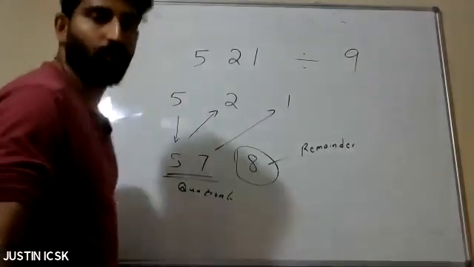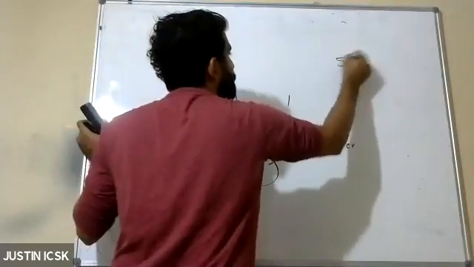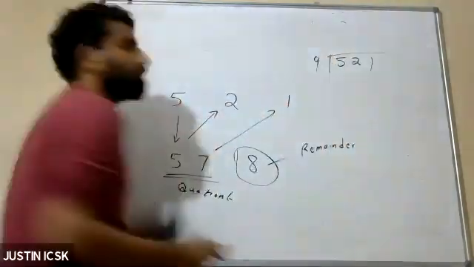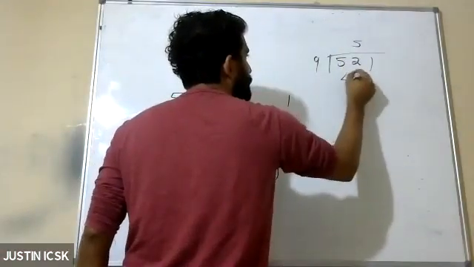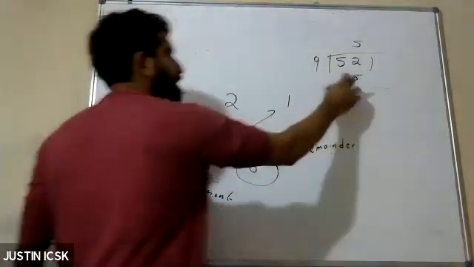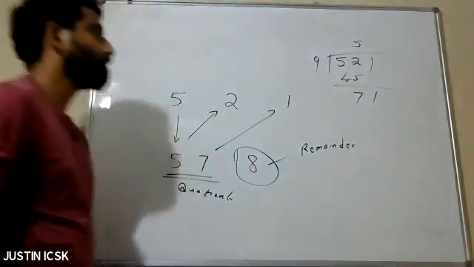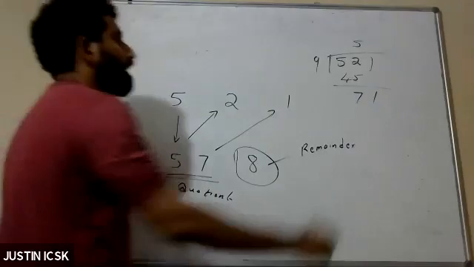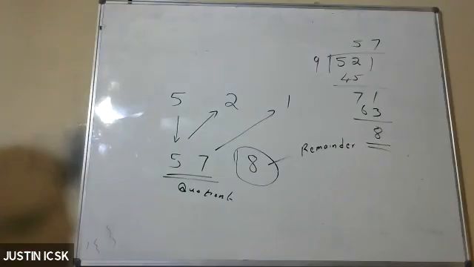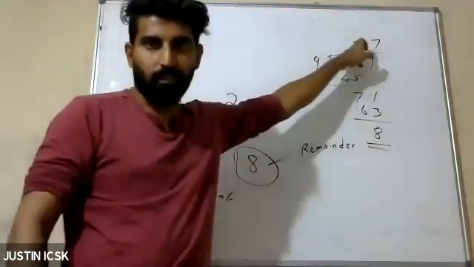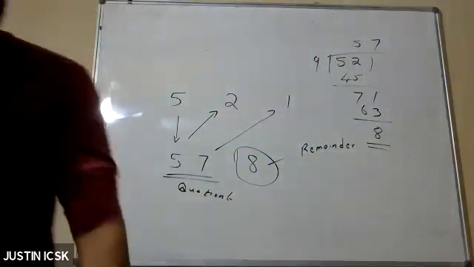We'll check whether this is correct or wrong. Suppose 521. 9 times 5 is 45, leaving 7. 21. 9 times 7 is 63. You will get the answer 57 and you will remain with 8. 57 and 8.